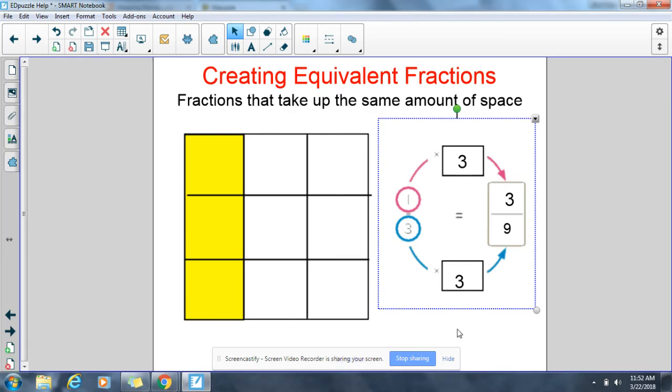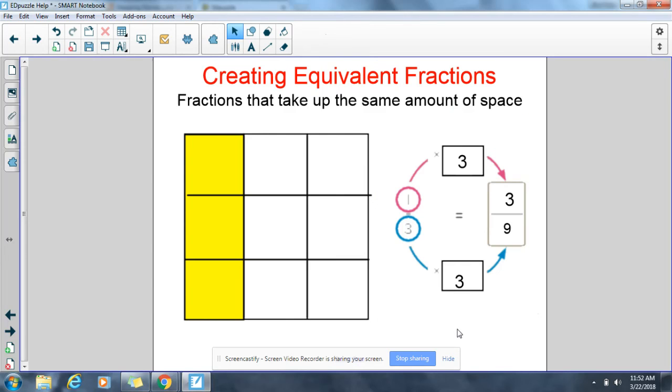Okay. So I'm going to put a couple problems there at the end. Do your best on those. Make sure you copy everything down and fill in the blanks.